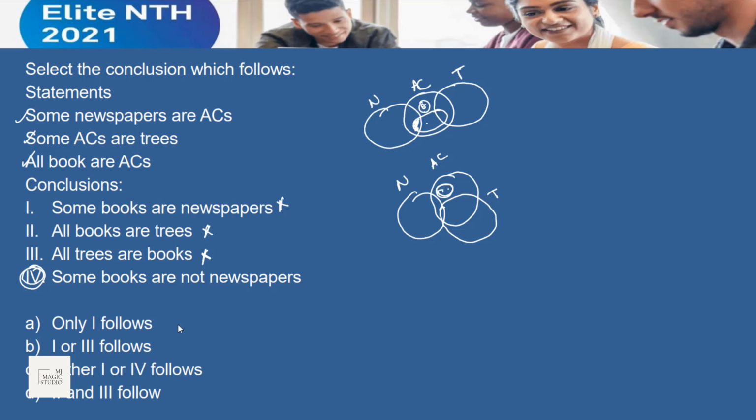Now we can do a little bit of smart work: option 4 follows only with this option C. Since option 4 follows and these are the closed options, I'll pick up C as an answer. Either 4 or 1 follows. We can have different sets of Venn diagrams to prove this further, but it is certain that some books are not newspapers.